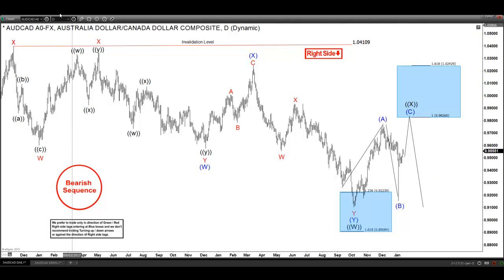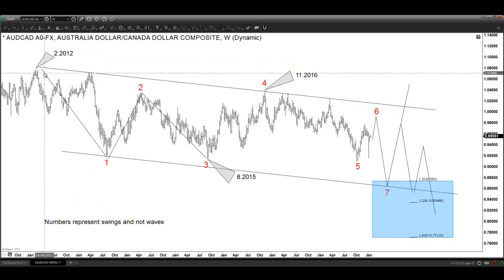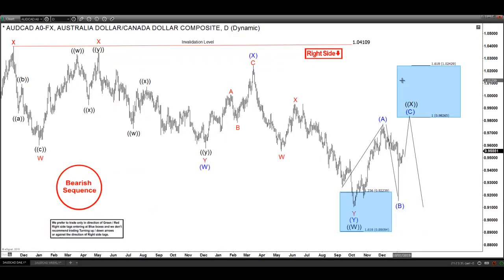So I hope you guys enjoyed this video about the swing sequence in the Aussie CAD and this area that we highlighted where we are expecting the sellers to appear.